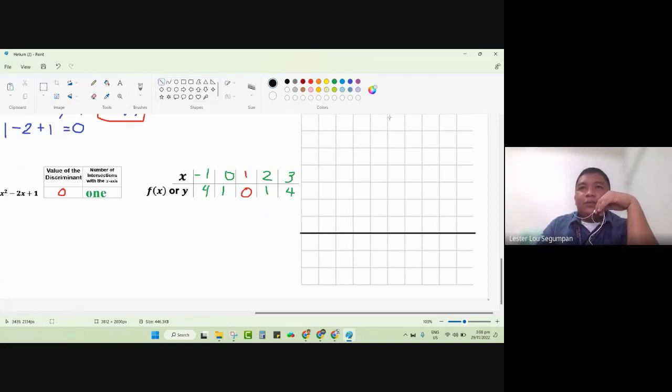And the other would be here. So let's plot the points. Let's start with the vertex. The vertex is at 1 and then 0. To be followed with 0 and then 1. And we have 2 and 1. Finally, you have 3 and 4. 1, 2, 3, 4. And you also have negative 1 and then 4. Let's connect this. This is my graph.